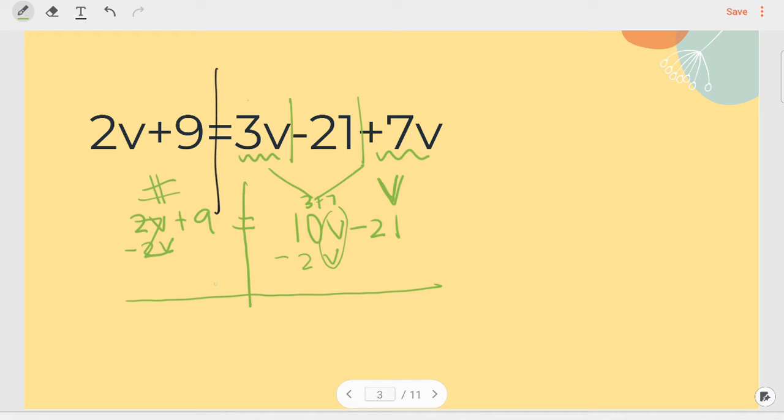2v and negative 2v zero out. I'm left over with a 9 equals 10v minus 2v is 8v, because 10 minus 2 is 8. And I'm going to bring down minus 21. Remember that the right side is my variable side, so what do I want to get rid of? I want to get rid of the 21. Since it's subtraction, I'm going to undo that by using addition, and I'm going to make sure I stack those as well. So 9 plus 21 is 30.